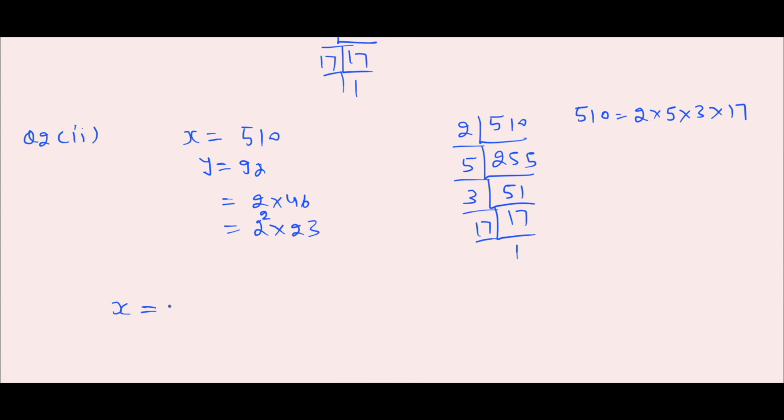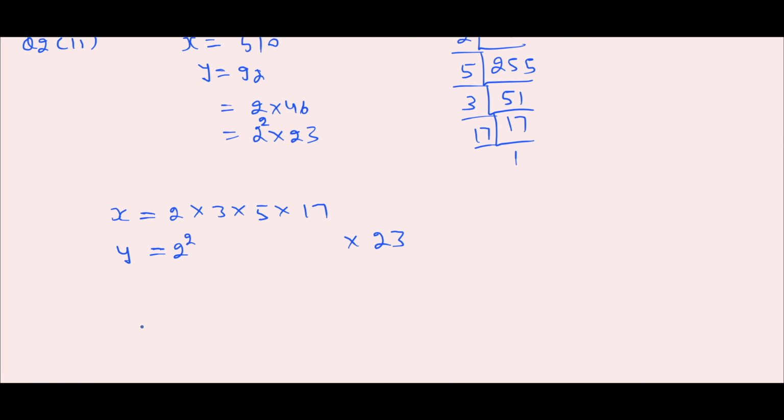So 510, we can write it as 2 times 3 times 5 times 17. I wrote the numbers in increasing order. As we know, by the fundamental theorem of arithmetic, the prime factorization of any number is unique apart from the order in which the numbers occur, and y, that is 92, can be written as 2 square times 23.